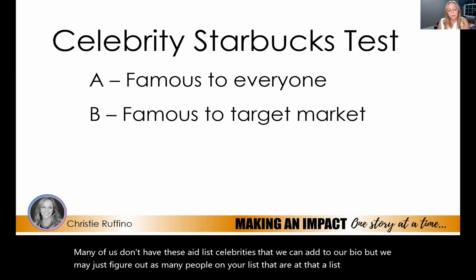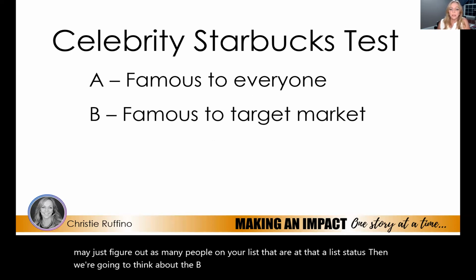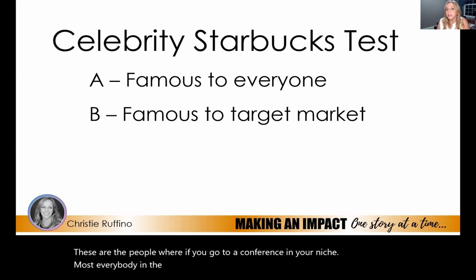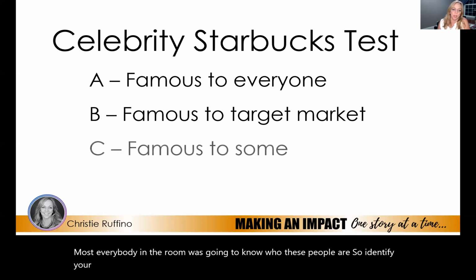Then we're going to think about the B-listers. These are people who are famous in your particular target market. These are the people where if you go to a conference in your niche, most everybody in the room is going to know who these people are. So identify your B-listers. And then, of course, your C-listers are people that are famous, but they're not super famous.